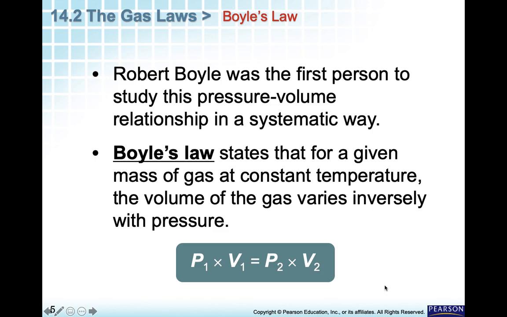And so, Boyle's law states that for a given mass or quantity of a gas, we use moles now, but he talked about mass, at constant temperature, the volume of the gas varies inversely with pressure. So P1 times V1 equals P2 times V2.